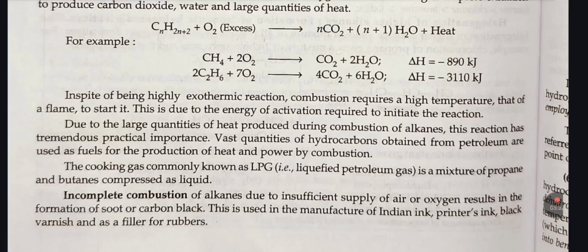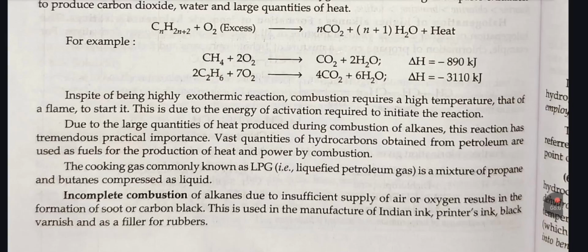2C2H6 plus 7O2 will give 4CO2 plus 6H2O. Delta H is equal to minus 3110 kilojoules. In spite of being a highly exothermic reaction, combustion requires a high temperature, that of a flame, to start it. This is due to the energy of activation required to initiate the reaction.